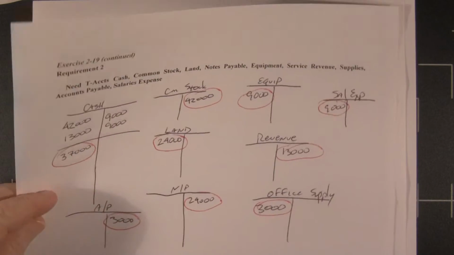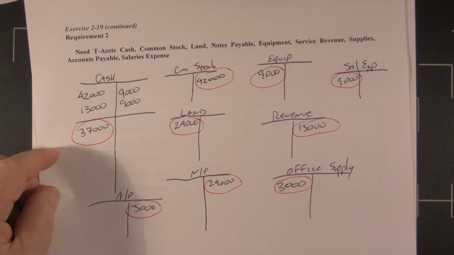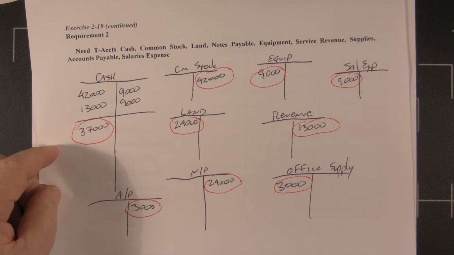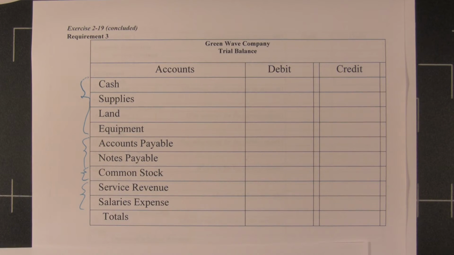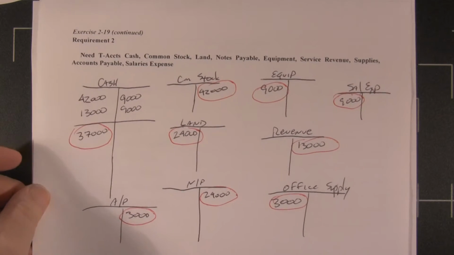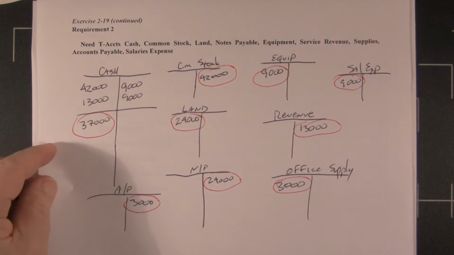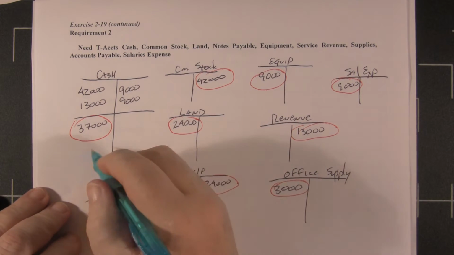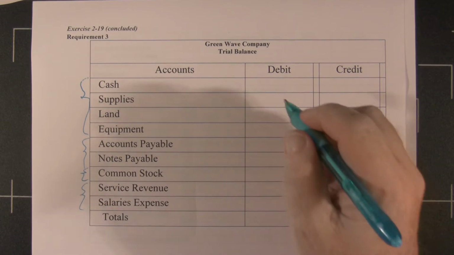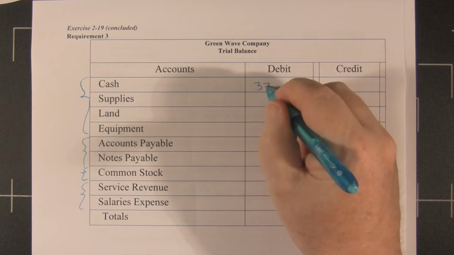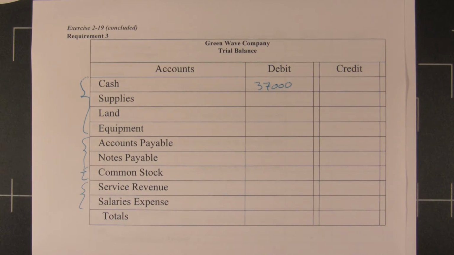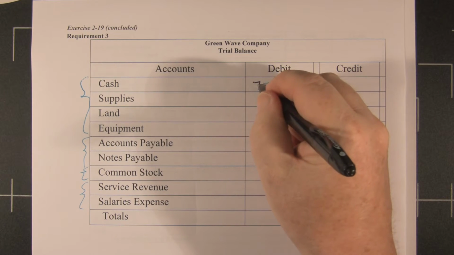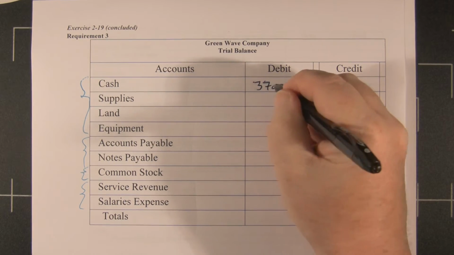I'm going to refer you back to this 219 requirement 2 that we just did, and we're going to take each of those numbers and transfer them to the trial balance, observing the rules of debit and credit. And I'm a big believer in checking it off as you do it. So we're going to start with cash, $37,000. Debit to cash, $37,000. I'm going to switch to black to make sure you can see these numbers. $37,000 debit to cash.